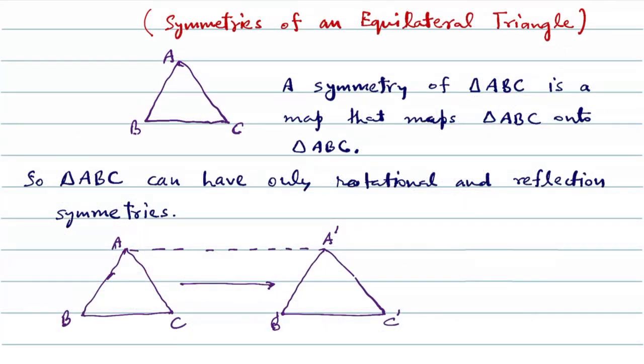We are considering symmetries of an equilateral triangle. A symmetry of an equilateral triangle ABC is a map that maps this triangle onto itself. So it can have only rotational and reflection symmetries. It cannot have translational symmetry because if we translate this triangle ABC to triangle A dash B dash C dash, then it will not map onto itself. By the same reason, it cannot have the glide reflection symmetry.